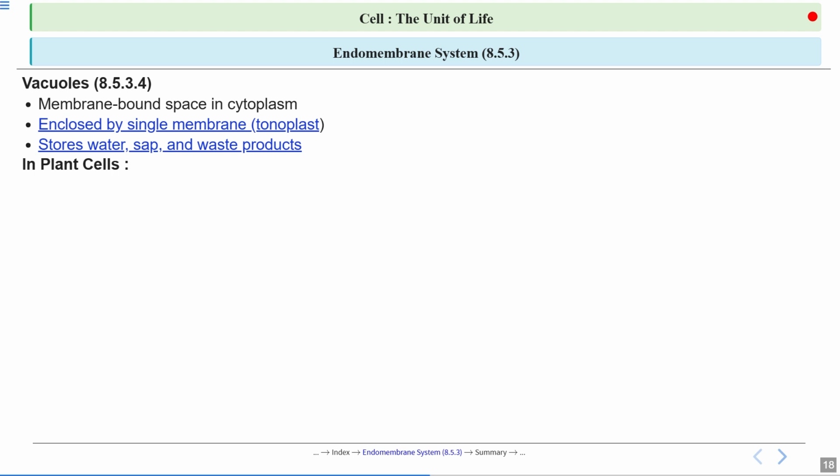In plant cell, the vacuoles can take up to 90% of the cell volume. So you must have studied about the plant cell and the animal cell. One of the differences was that the plant cell consists of a large central vacuole. So most of the space of the plant cell is occupied by the vacuoles. So vacuoles can take up to 90% of the cell volume. But in the case of animal cell, very small vacuoles are present actually.